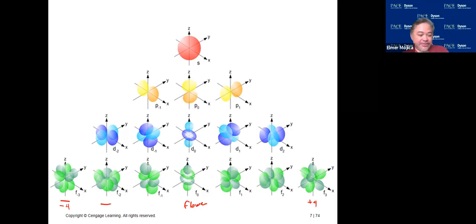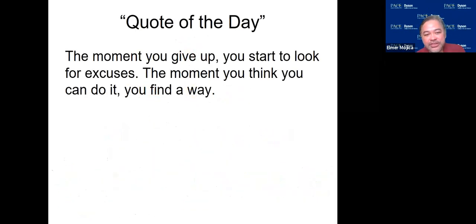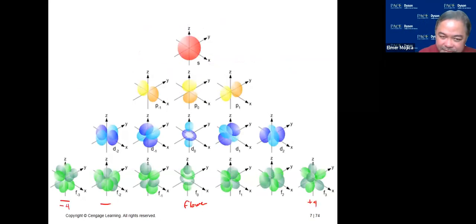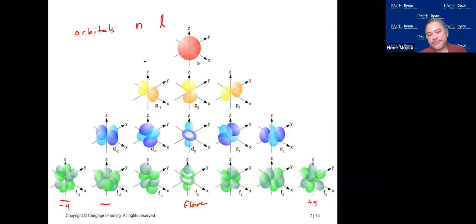So the thing that you're going to be asked in questions like this, okay? You have to determine how many orbitals there are when n is given or when l is given, and then how many electrons you have. So how do we determine the number of electrons? We just multiply the number of orbitals by 2. Okay?